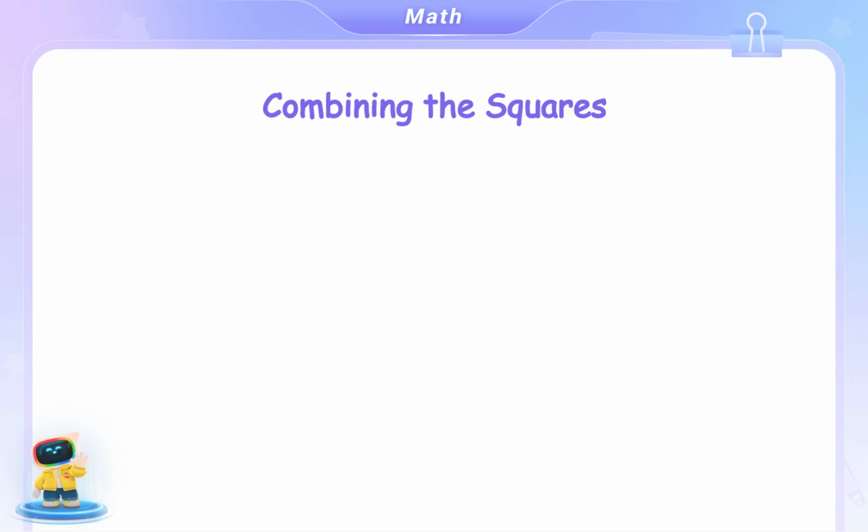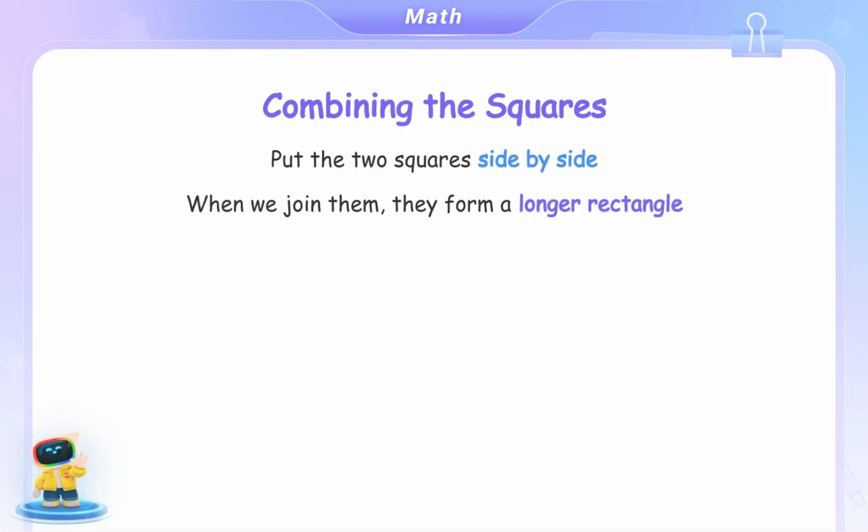Combining the squares. First, let's take the 2 squares. Imagine putting them side by side, matching their edges. What shape do you get? That's right, it looks like a longer rectangle.